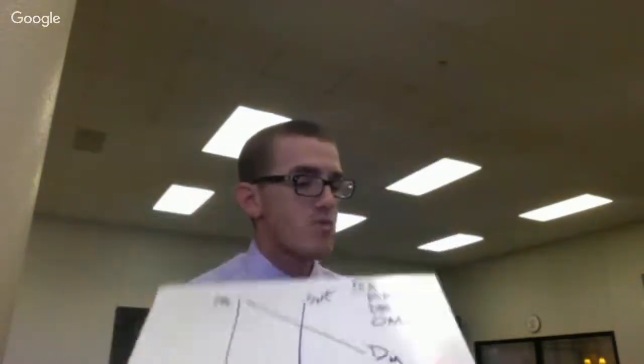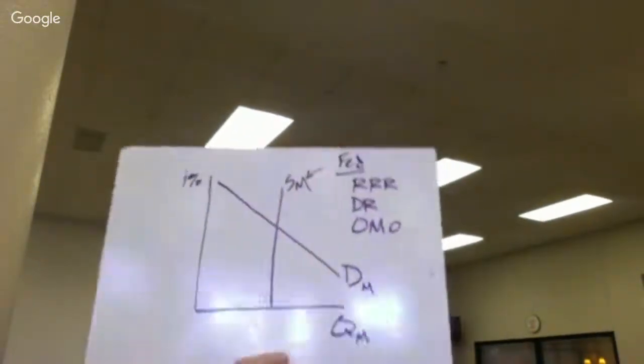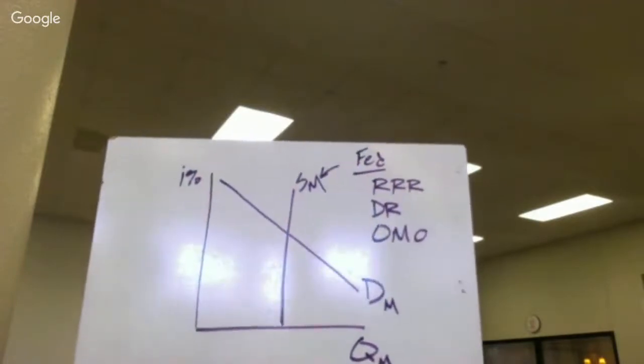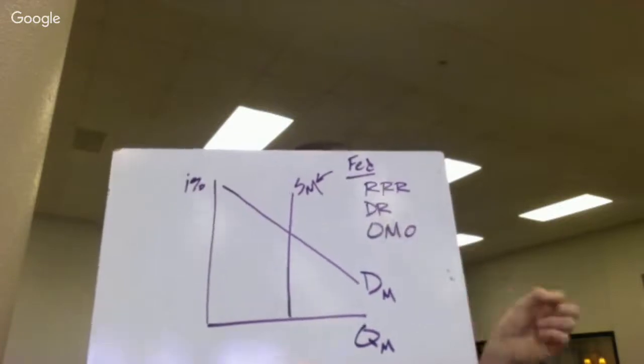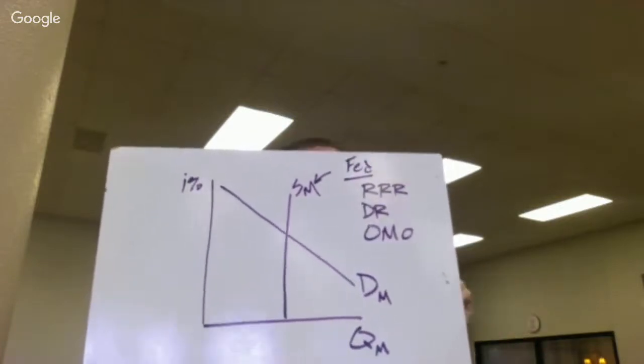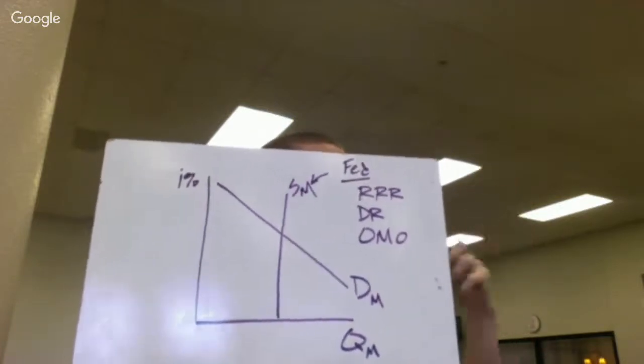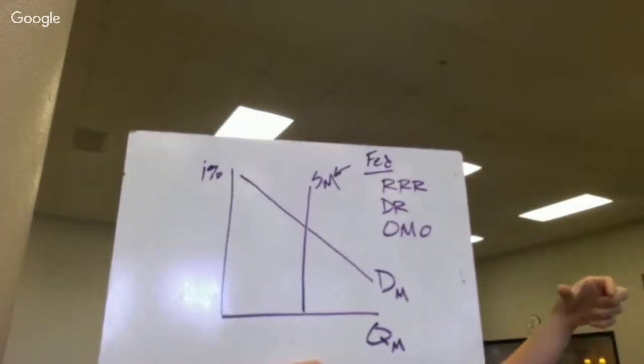Now, the required reserve ratio. What is that? It is the amount of demand deposits that banks must hold on to at all times. So changing the required reserve ratio changes excess reserves.